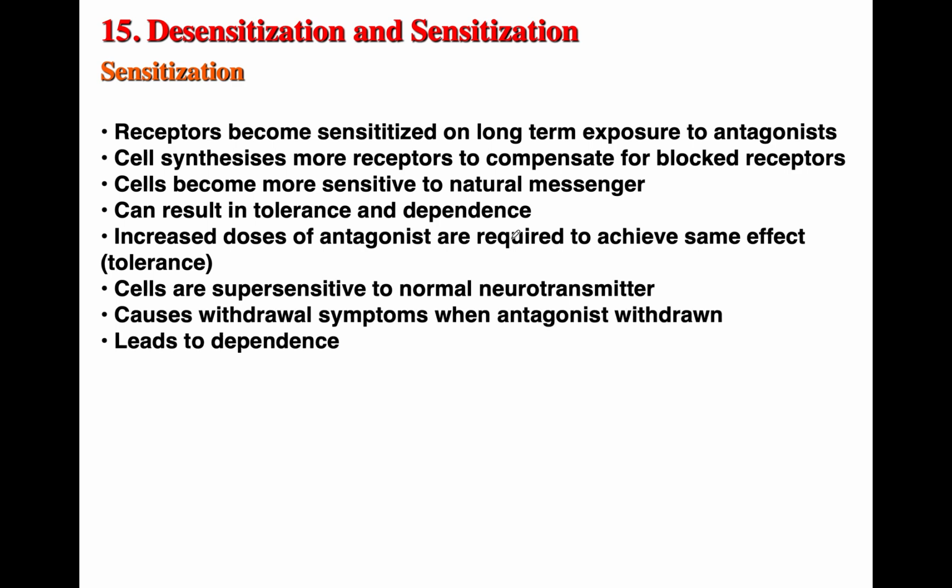So when you have more receptors to block, you now need a higher dose of antagonist than you needed before to achieve the same effect that you had previously. So the cells become super sensitive. Now, what happens when the person decides to stop using that antagonist, stop using that drug? Now you have a high number of receptors that are available and nothing to block them.